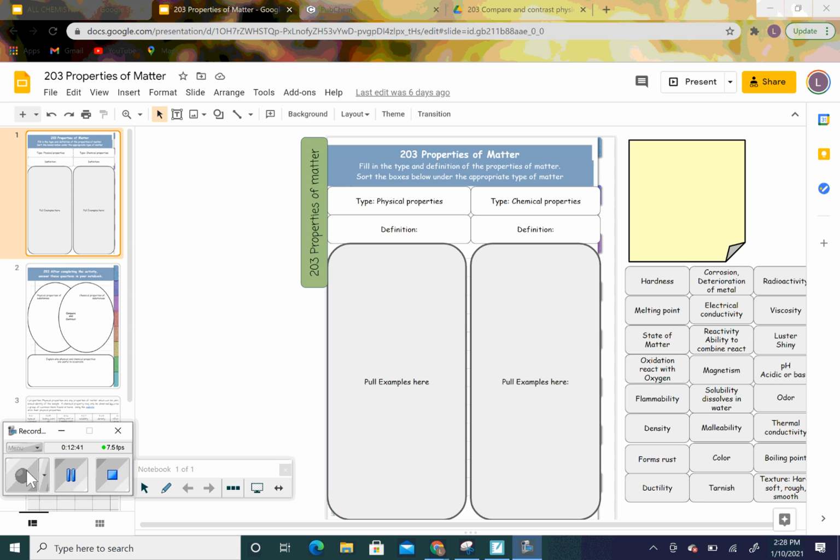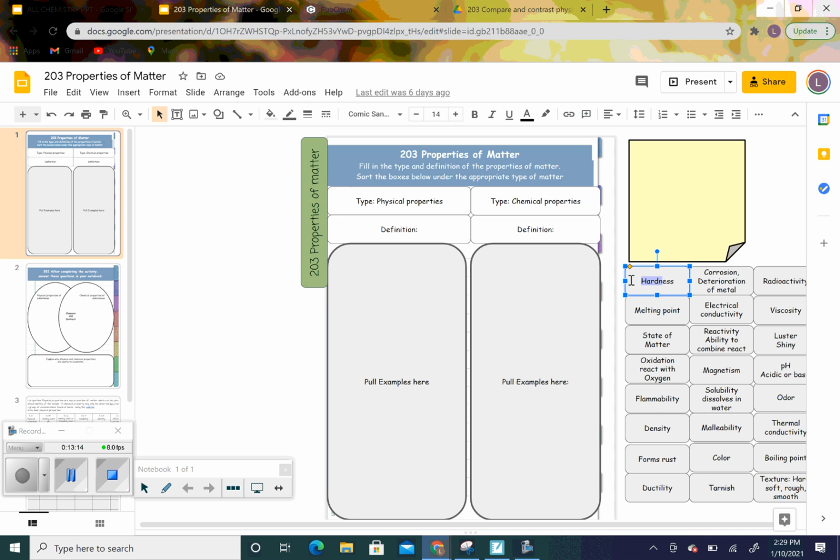Okay, so when it comes to our assignment, you're going to go to 203 Properties of Matter, the assignment. The first thing you are going to do is decide whether the property of matter is a physical property or a chemical property or reaction. All you've got to do is grab these options right here and pull them over to the boxes, whether it is a physical property or a chemical property. So you are just going to put it back and forth there.